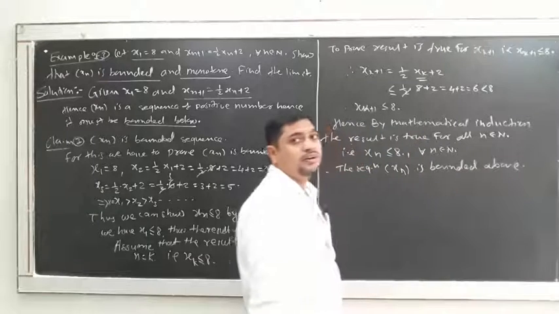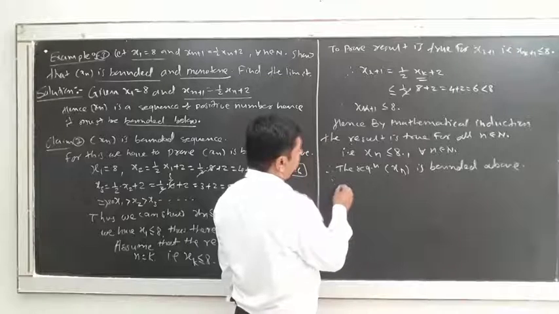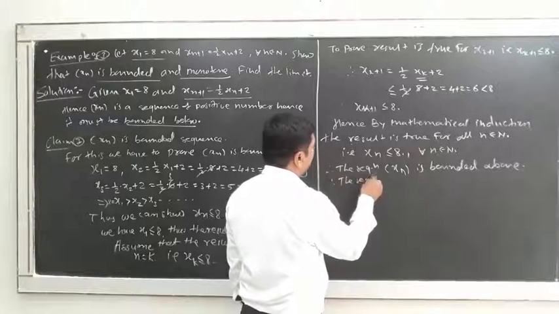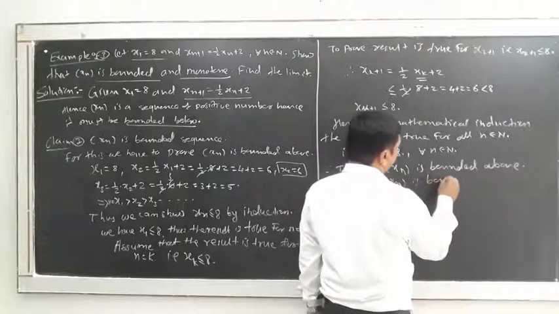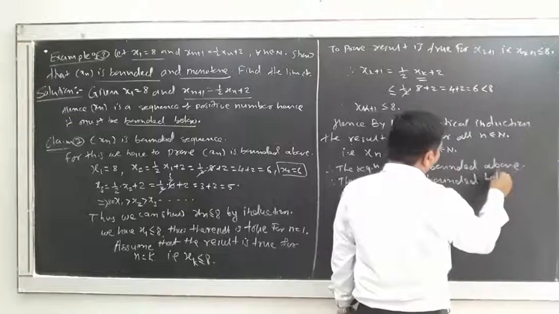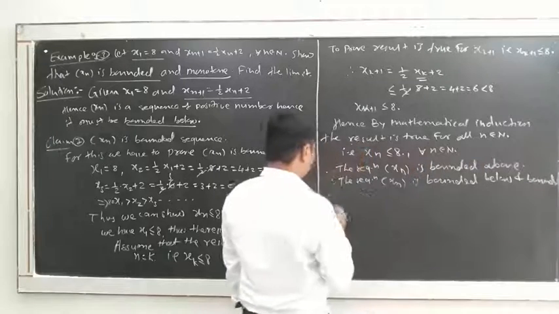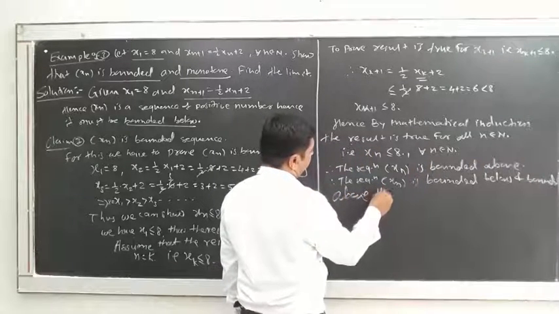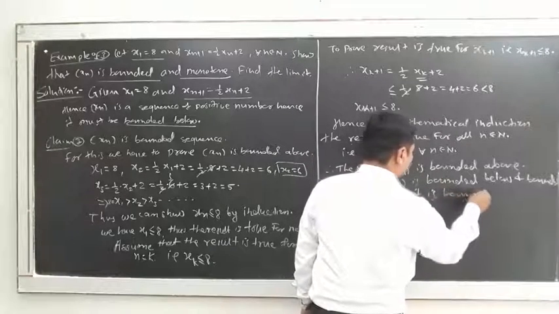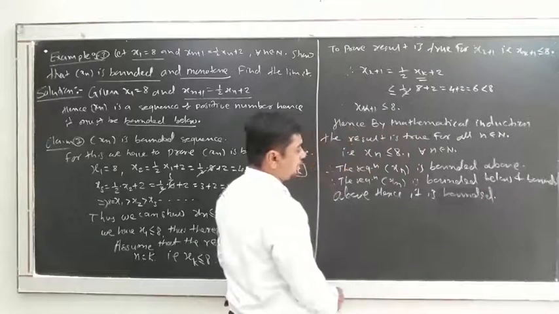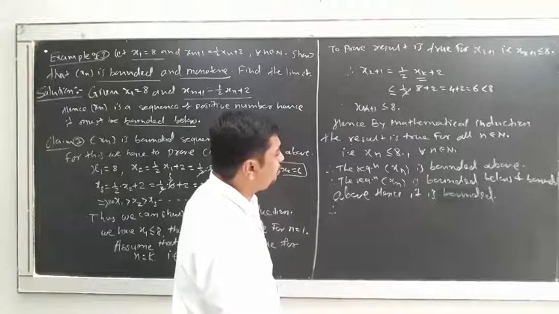And this sequence is bounded above, and therefore we can say xn is bounded above. Hence we can say the sequence xn is bounded below and bounded above. Therefore we can say that xn is bounded.